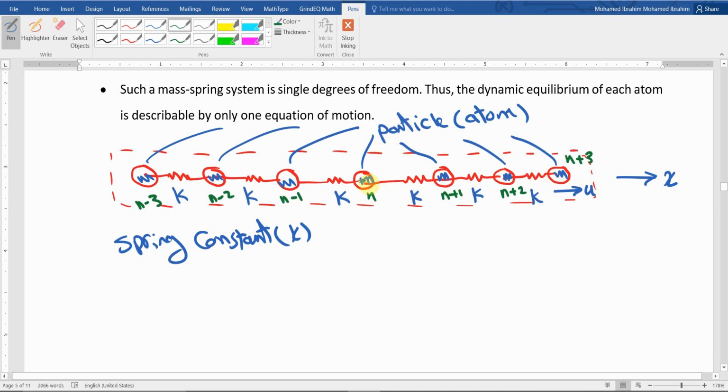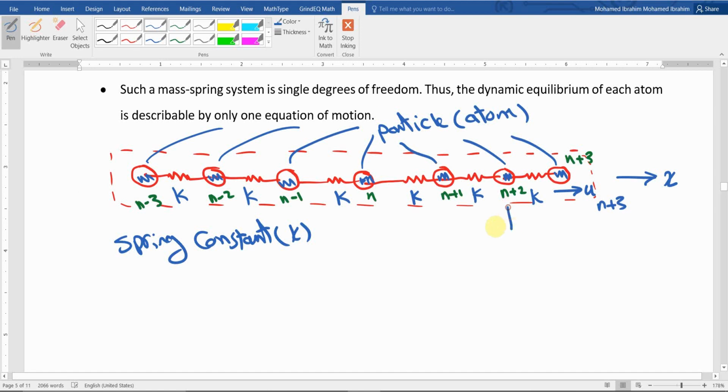In classical mechanics, each one of these particles is a point. So a point can only move. There is no rotation, there is no deformation for all of these small masses. So it can only move along x, y, and z. We said that it is only confined to move along x. So here the displacement of this mass m will be u n plus 3. This is the displacement just for this mass.